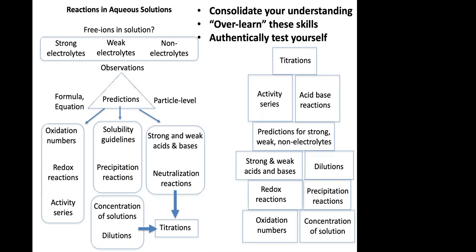Try to overlearn the ideas the best that you can. If you can recognize something as a dilution, have a plan and a strategy and execute it. If you recognize something as a titration, have a plan, have a strategy and execute it. Same thing with using the activity series, same thing with using solubility rules. Now's the time this week to try to bring together your understanding for chapter 4.